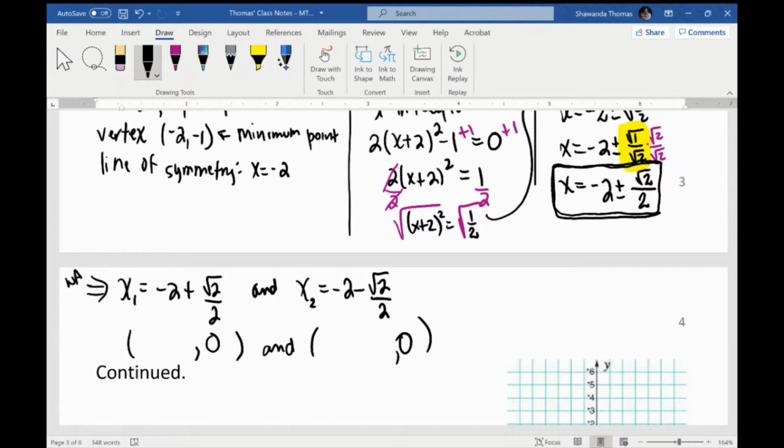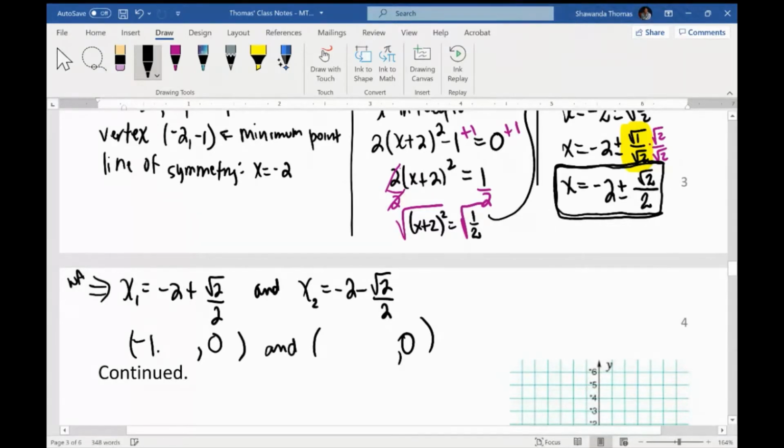What is -2 plus the square root of 2 over 2? What is that? Anybody? -2 plus the square root of 2. -1.29. Nice. -1.29 is correct. Any questions about that? I don't know which one is which now. I just wrote that one first.